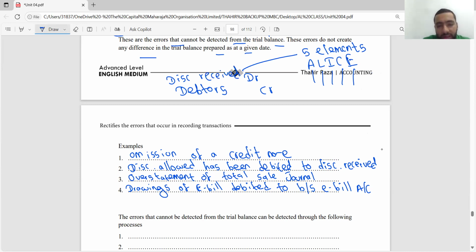Will the trial balance tally? I want a simple answer, yes or no. Will the trial balance tally or not?